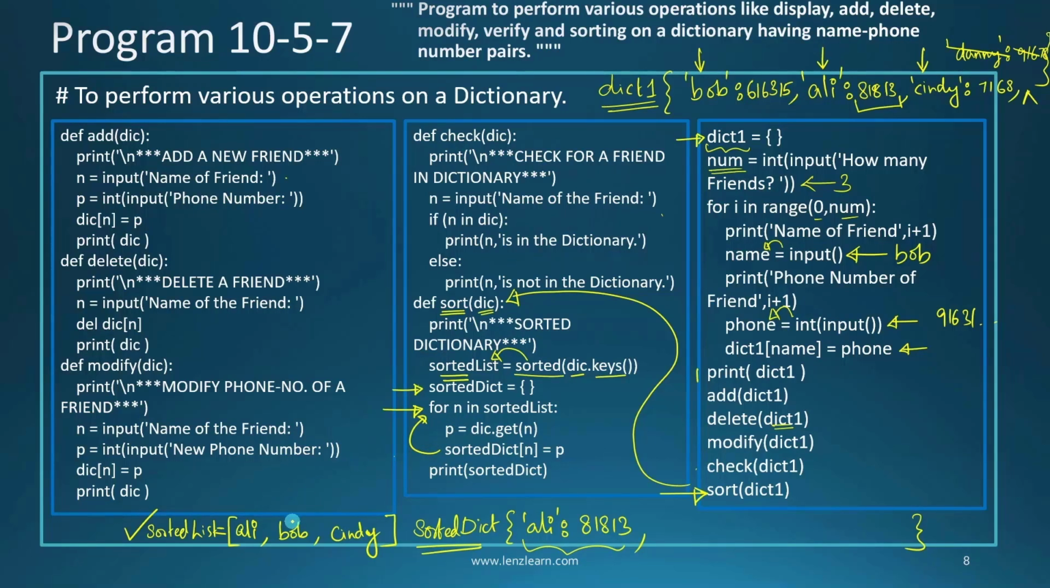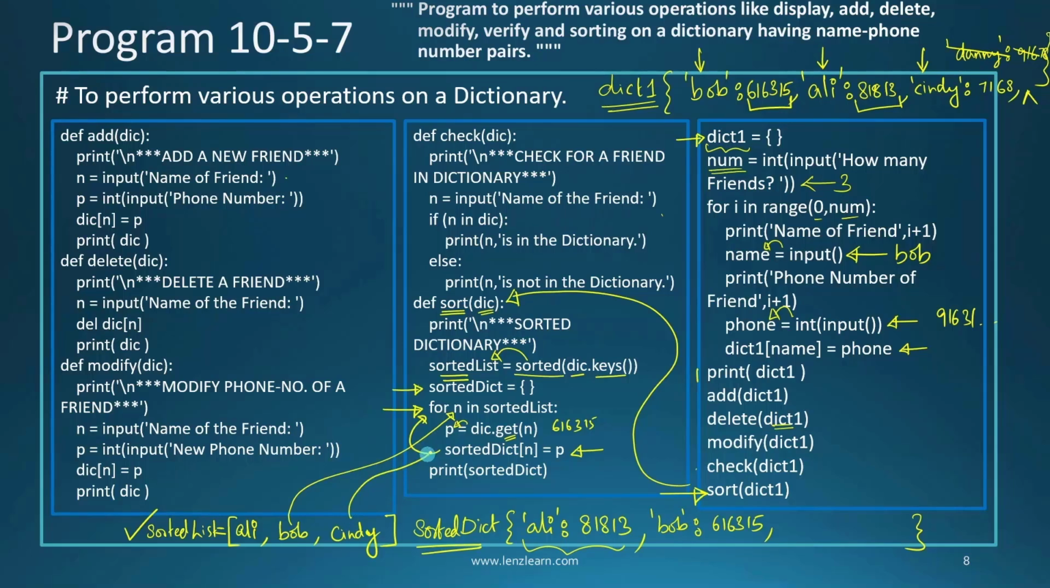This time I will load the second element from the sorted list, which is Bob, into n. And now with this get function, I will get the phone number of Bob. Now what is the phone number of Bob? 616315. So that will be stored into P. And now with this statement, I will make entry into sorted dict with n equal to P. Now what is n? That is Bob. And what is P? That is a phone number of Bob, 616315. So you see the first element is Ali, second is Bob.